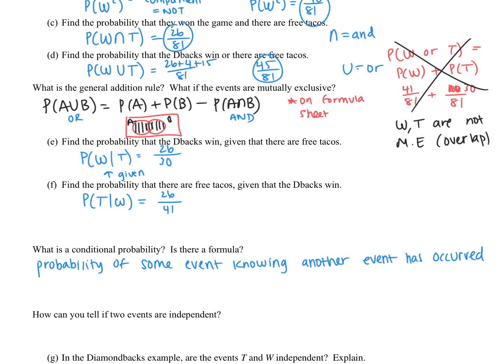Okay, so there is a formula. The probability of A given B. We can figure this out from above. What is this 26 in regards to W and T? We can't see the table, but what is where both of them occur? So the numerator is the probability of A and B occurring. The denominator then, this 30 is how many times there were free tacos. This 41 is how many times they won. So the denominator is the given.